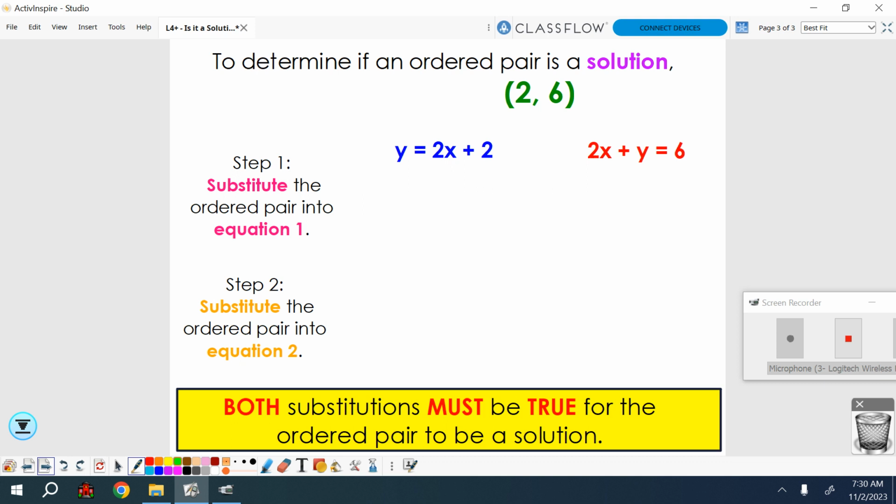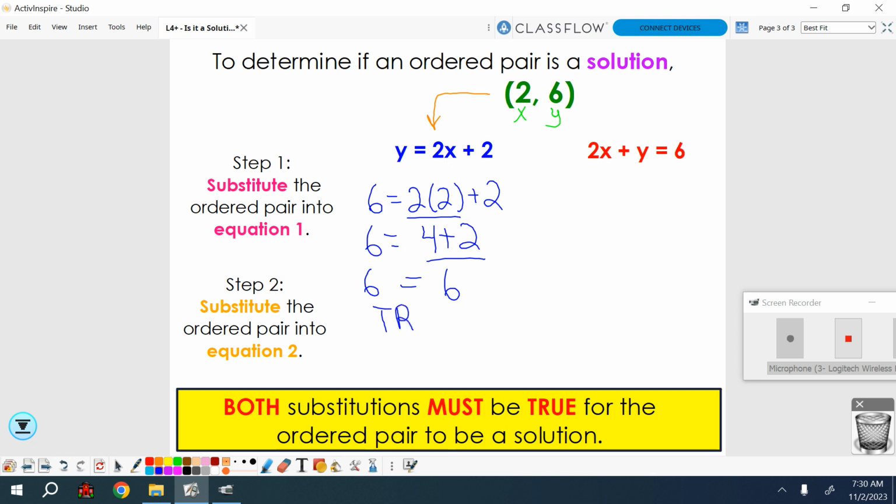Here we go. We've got an ordered pair 2, 6. This is my x. This is my y. Again, we have to plug it into both equations. So I'm going to start here, and I'm going to plug in. My y value is 6. My x value is 2. So what I'm hoping is, if I do 2 times 2 is 4, 4 plus 2 gives me 6. Okay, so this is true.